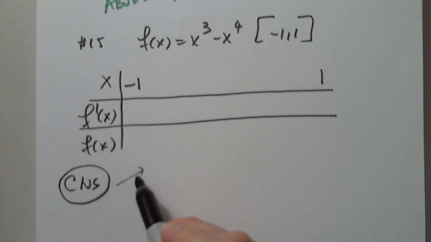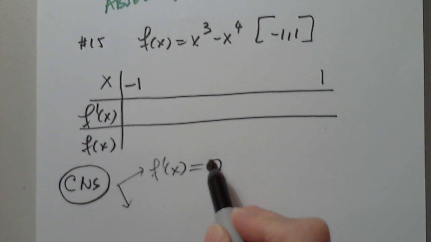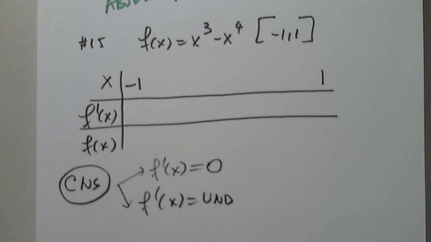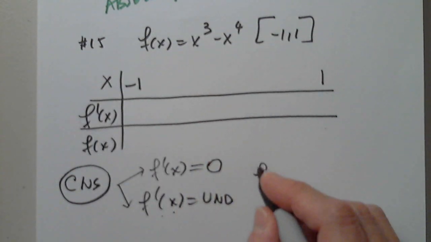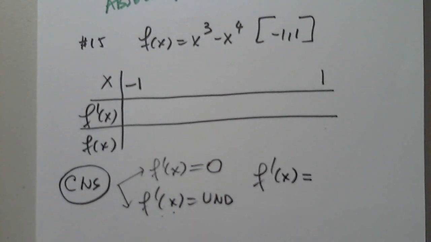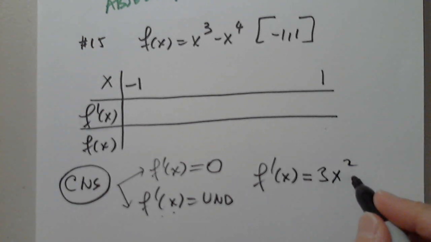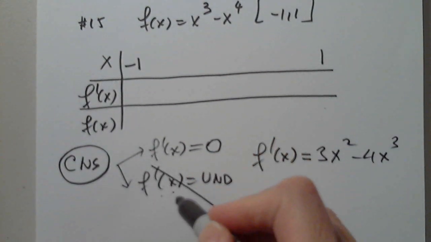Remember, they come from two sources. From f prime being 0 or from f prime being undefined. So I have, when the function is defined, so I have to find f prime. That's my starting point. Can anyone differentiate the function for us? 3x squared. Excellent. Minus 4x cubed. Yes, awesome.